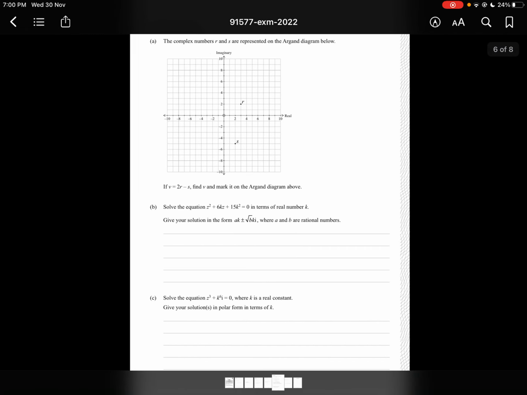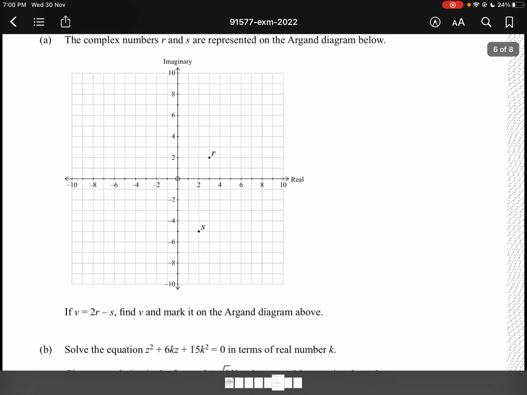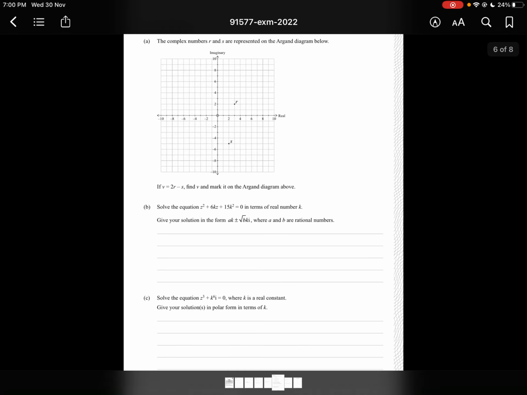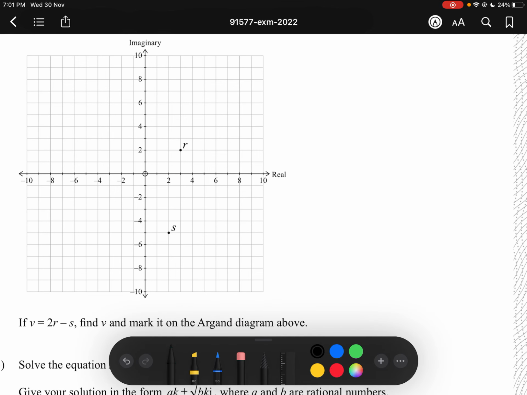All right. Question number 3. The complex numbers r and s are represented on the Argand diagram below. If v = 2r − s, find v and mark it on the Argand diagram above. Alright, so let's just get the values of r and s first. So we're just reading off the real and imaginary parts from the graph. It's pretty simple. So we have r = 3 + 2i. s = 2 − 5i.